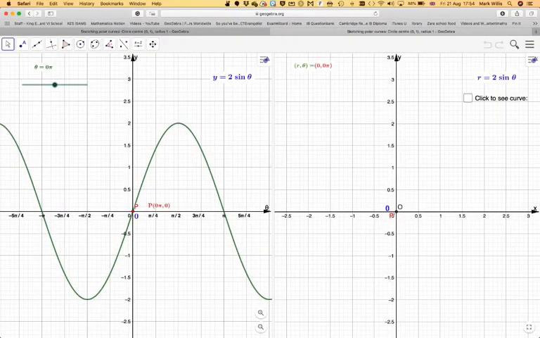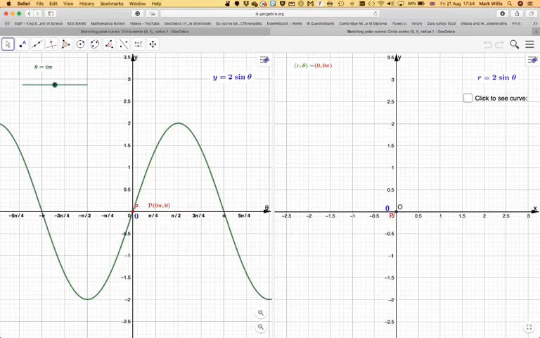So we've got r equals 2 sin θ. In order to do that, we need to draw the graph of y equals 2 sin θ. That's quite straightforward. Sin θ has been stretched, and the amplitude just becomes 2. We're just going to look at positive angles to begin with.